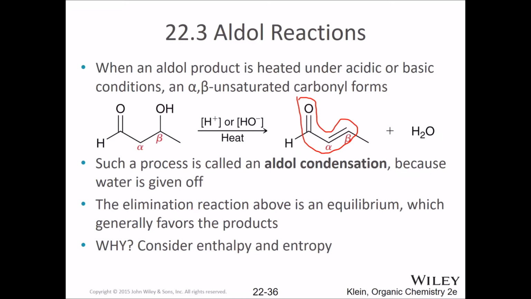The elimination reaction above is an equilibrium, which generally favors the products. It doesn't show it's an equilibrium here, but it would be interesting for you to show the entire mechanism back and forth. It'd be great practice going back and forth, okay? So why would it generally favor the products? There's a hint here to consider enthalpy and entropy. There's two aspects here.